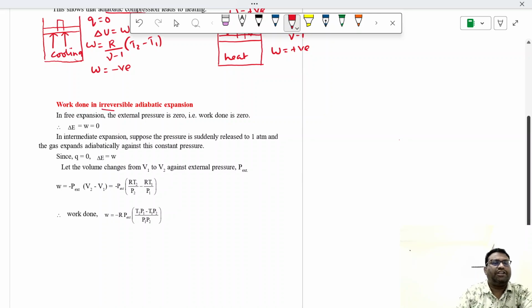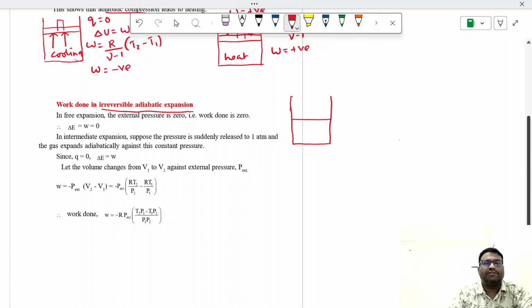Okay. Next, coming to work done in irreversible adiabatic expansion. Irreversible process we have already seen. Let us consider an irreversible process occurring in one step. So this is some gas enclosed in a cylinder. We are speaking about two conditions. One is free expansion and another is intermediate expansion.